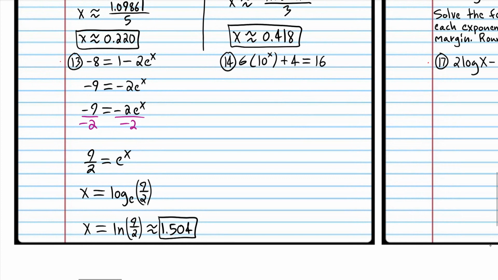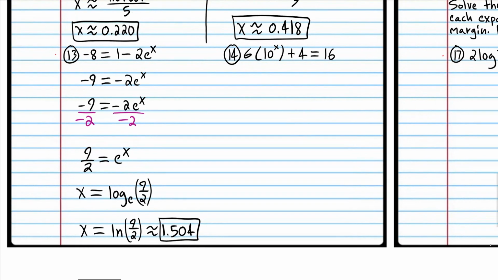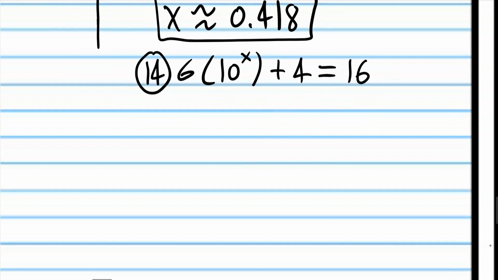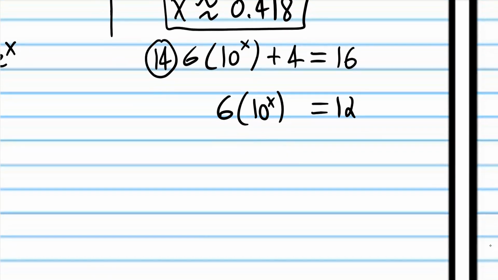Okay, let's try one more of these before you try one on your own. To solve this exponential equation, we're going to isolate the exponential expression. It's not isolated because the 6 and the 4 are next to it. So we're going to put the 6 and the 4 on the other side of the equation. So I'm going to subtract 4 from both sides. Then I'm going to divide both sides of the equation by 6.